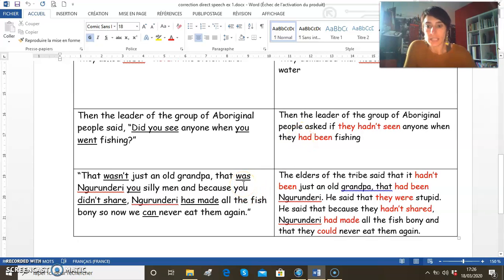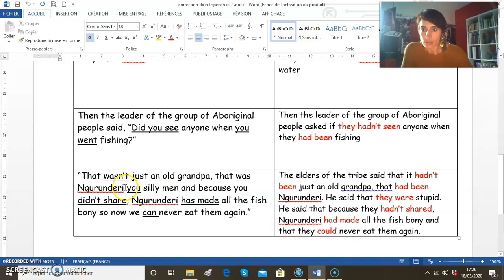Then the final example, from direct style to indirect style, which is a bit more complex, but that's okay. You need to write the introductory sentence, which is not explicitly present in the direct style. So: the elders of the tribe said that. Then you've got the simple past in the first verbal group, which is transformed into the past perfect. The same for "was" and "had been".